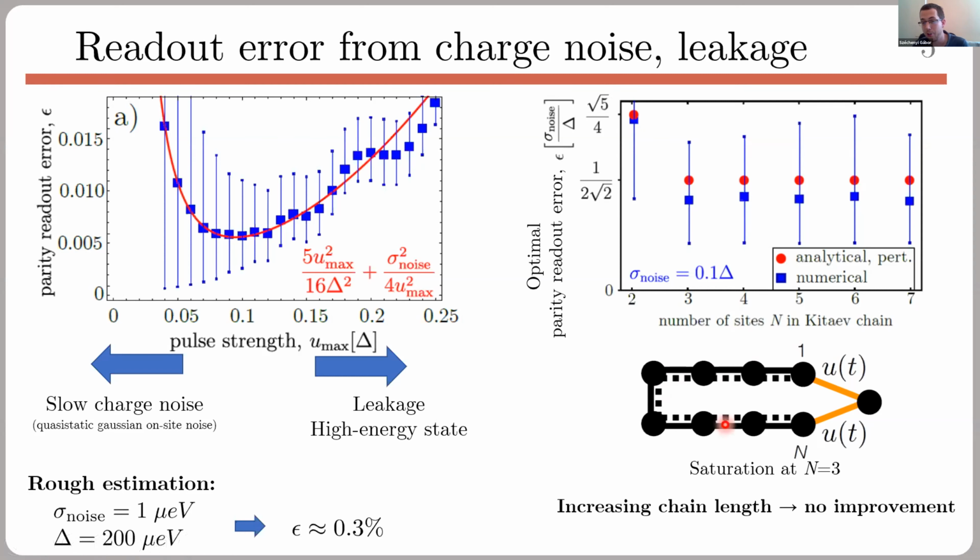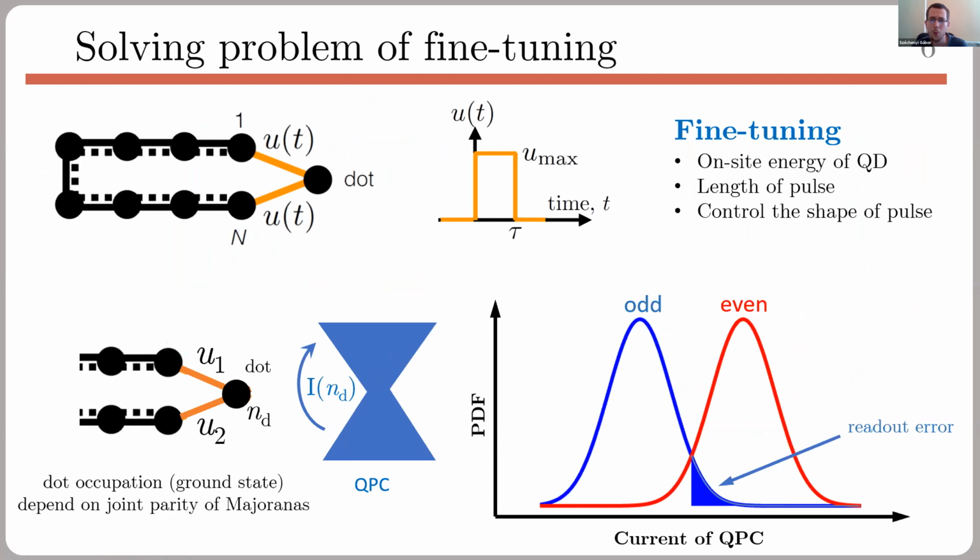So we have another problem with this model, which is the fine tuning, because we need to fine tune many parameters during this process. One is the on-site energy of the quantum dot, because it should be resonant with the wire. The other problem is the path. We should control the length of the path and the shape of the path. And we also need symmetric tunneling, so at every time, these two tunnel amplitudes should be the same. So how can we solve this problem?